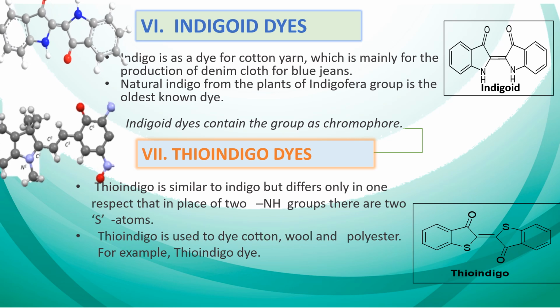Indigoid dyes. Indigo dye is a dye for cotton yarn, mainly for the production of denim cloth for blue jeans. Natural indigo formed from the plants of the Indigofera group is the oldest known dye. Indigoid dyes contain this group as the chromophore. Thioindigoid dyes. Thioindigo dye is similar to indigo but differs in only one respect: in place of the two NH groups there are two S atoms. Thioindigo is used to dye cotton, wool and polyester. For example, thioindigo dye.